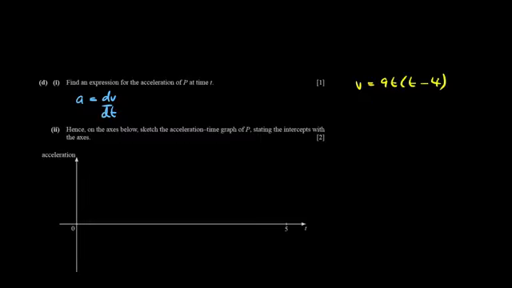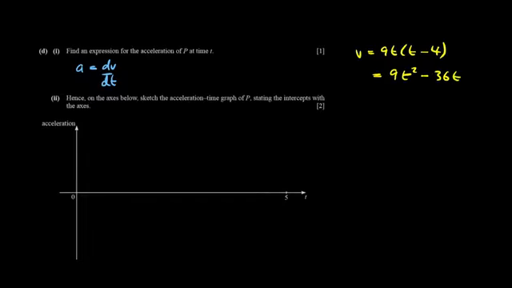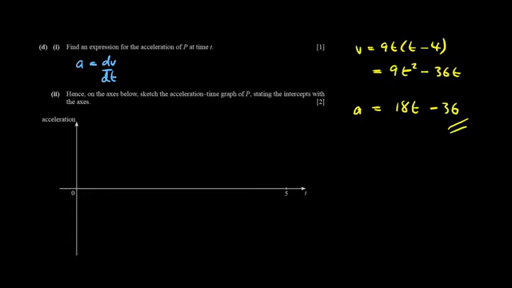I think I'll just expand it. That's going to give us 9t squared minus 36t. So if we're going to differentiate this, then a, which is dv/dt, is going to be 18t minus 36. So in other words, what we're going to get there is a straight line, right? A y equals mx plus c. So on the axis below, we want to sketch that acceleration time graph.